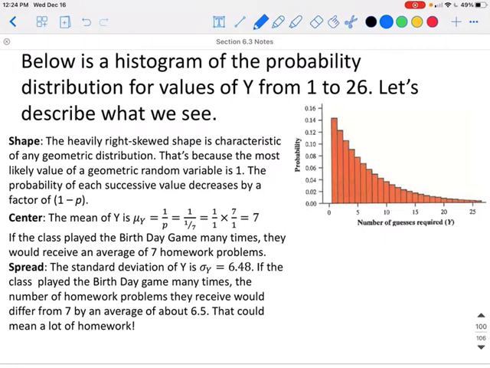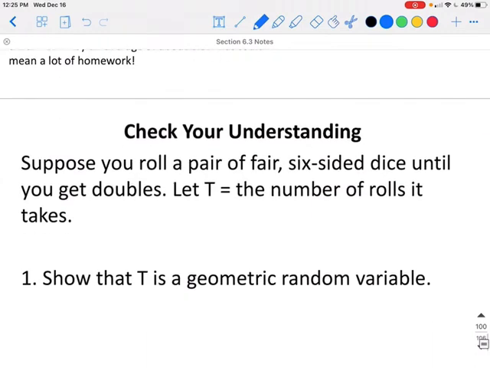The center, or the mean, is 1 over the probability of success, which we just said in this case would be 7 for the birthday game. And the standard deviation for this one is 6.48. So if the class played the birthday game many times, the number of homework problems that they received would differ from the average of 7 by about 6.5 questions. That could mean a lot more homework or a lot less homework.